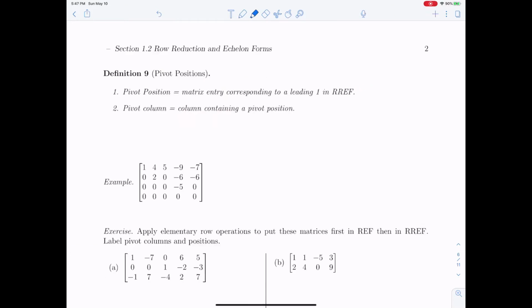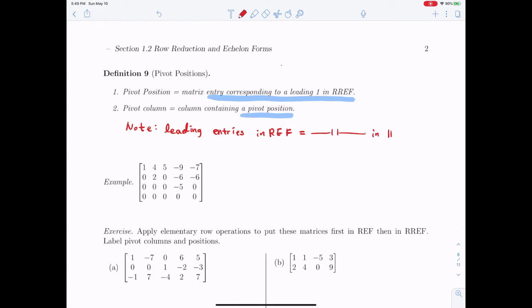A pivot position is the entry that corresponds to the leading one in RREF, and a pivot column is a column containing a pivot position. In fact, we can find pivot positions and columns from either REF or RREF. Basically, the leading entries in REF are in the same positions as the leading entries in RREF.